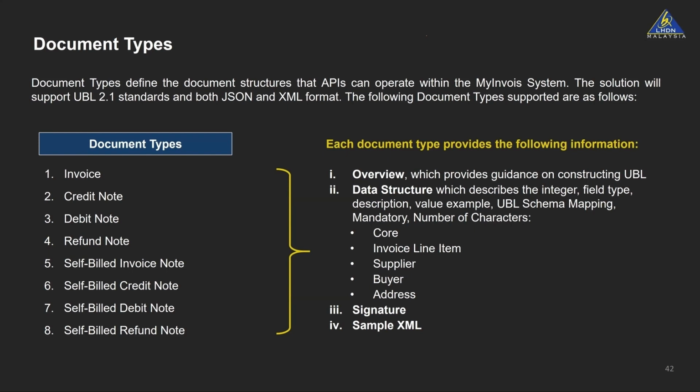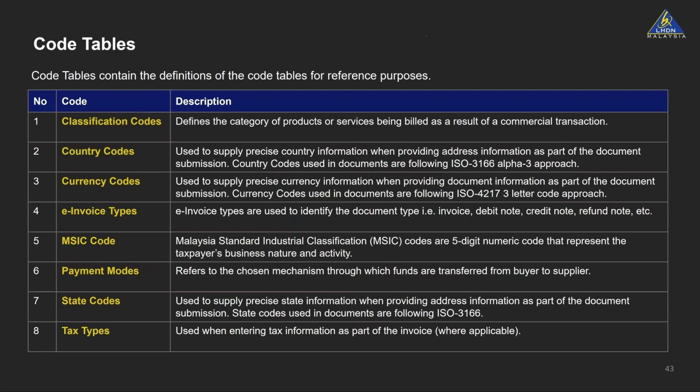So next slide is about code table. Code table in the context of invoicing ni refer to predefined sets of code used to standardize and categorize information within electronic document. So dengan adanya code table ni, business can standardize data elements, enhance interoperability between system, improve data accuracy and ensure compliance with regulatory requirement in invoicing process.